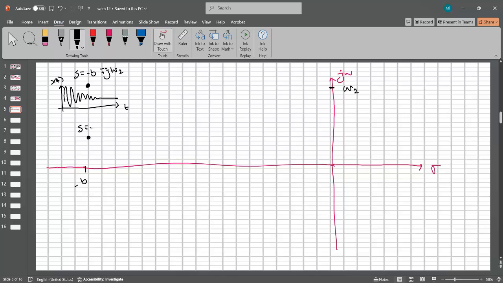So what about this? S is equal to what? Minus B plus j W1. And so this is the W1. And so what does it look like? Yes. Oscillation right now is smaller. Right? Why? Yes, W1 is reduced.